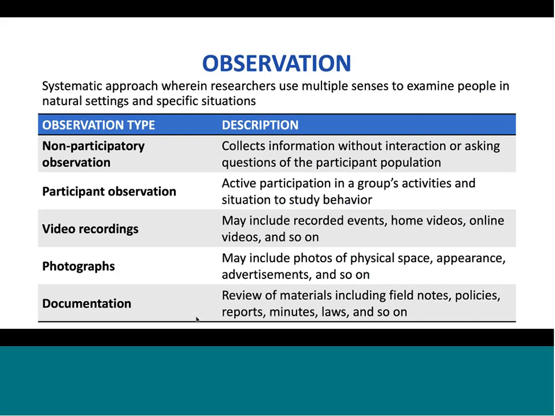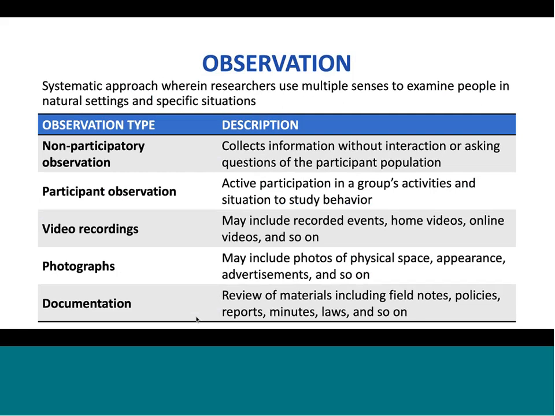So getting a little bit more in depth about what an observation is, this is a systematic approach wherein researchers use multiple senses to examine people in their natural settings and in specific situations and contexts. When I say multiple senses, this includes sight, sound, smell, sometimes even taste. And again, there are multiple different types of observations that can be done in qualitative research.